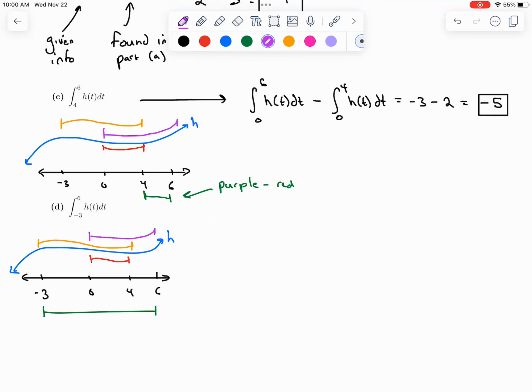Those are the ones that were given: red, orange, and purple. Looking at those things, is there a way that I could add them up or subtract them to get what we want? Yes, there is. What would you do? The orange subtract the purple.